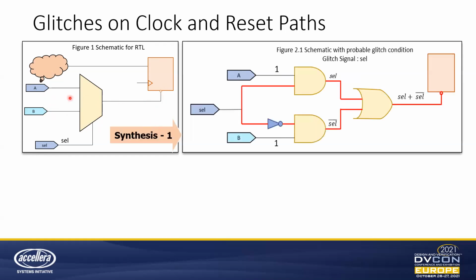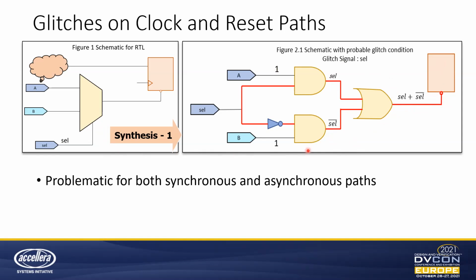After synthesis, it may happen that it simply reduces this multiplexer to this kind of combinational logic, where there are two AND gates combined into an OR gate. If the resets, A and B, are held at value 1, we can see the expression it boils down to. Here it will propagate sel as it is, and here it will propagate not of sel, and these are combined at an OR gate to create an expression of sel plus not of sel. Now this creates a static 1 glitch, which can cause unexpected resets at this flop. So a simple multiplexer in the RTL after synthesis may create some combinational logic that introduces a glitch.